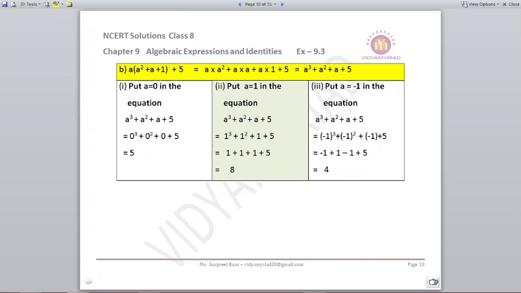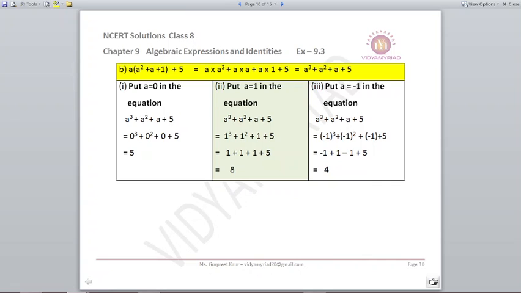Now for the first case, I need to put in place of a 0. So answer will come only 5. In this second case, I need to put a as 1. So 1 cube plus 1 square plus 1 plus 5, answer comes as 8. In the third case, I need to put a as minus 1. So put minus 1. Here you need to be very careful.